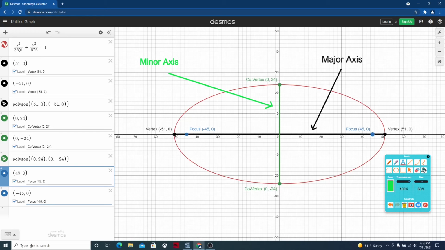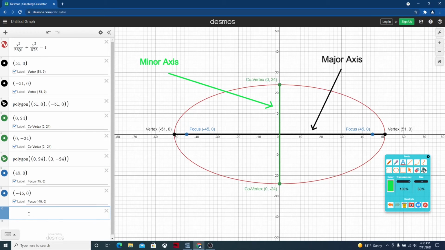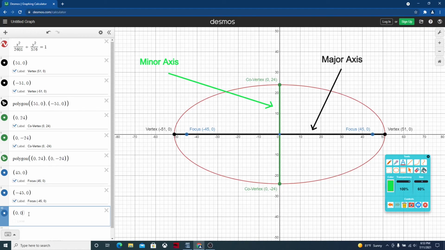Okay, now there's one more point that we're going to plot. Okay, and that is the center, which in this case is at 0, 0. Oops. There we go. And we're going to label that as center. There we go. And we labeled it as the center. And we're going to turn that color. Let's turn that into orange. And we're going to make that size 15 also.